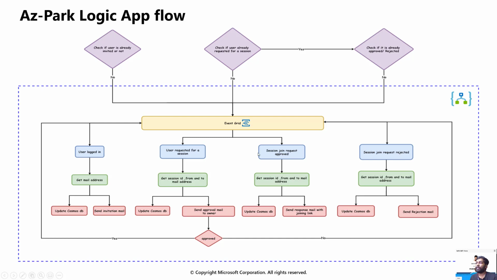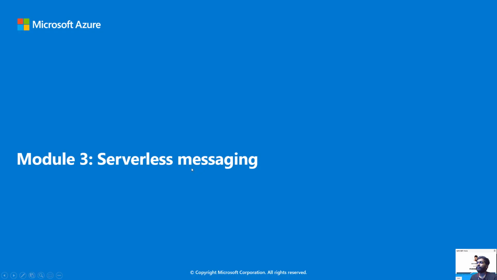For the approval event, if the author approves the particular join request, we will be sending an approval mail back to the sender who requested this session, and he will be able to join the particular session using the link that we have sent in the mail. In the rejection case, we will be sending out a rejection mail notification to the respective user who raised this join request. So we are going to see the serverless messaging as well, and at the end of both these modules, we are going to see how to create the Logic App and as well the Event Grid modules.